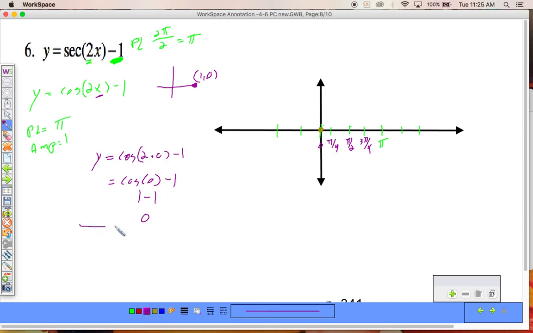I'm going to take my second one and plug it in. Y equals the cosine of 2 times pi over 4 minus 1, which is the cosine of pi over 2 minus 1, and pi over 2 is at the top, which is the ordered pair of 0, 1, so the cosine at the top is 0 minus 1, gives me a point at negative 1.